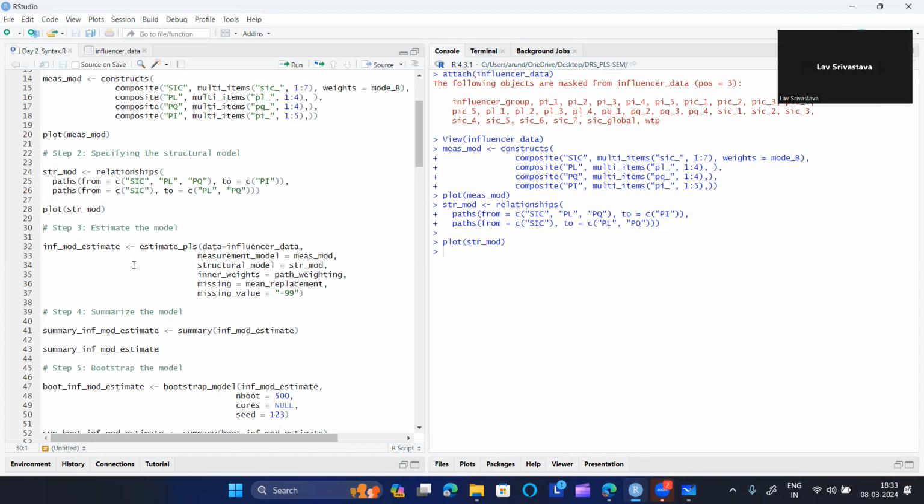Sir, may I ask one thing? Yes, go ahead, Lovji. On what basis do we judge that we have to go for this mediation effect checking? How do we check that, in our study, we have to go for mediation effect? On what basis do we judge?